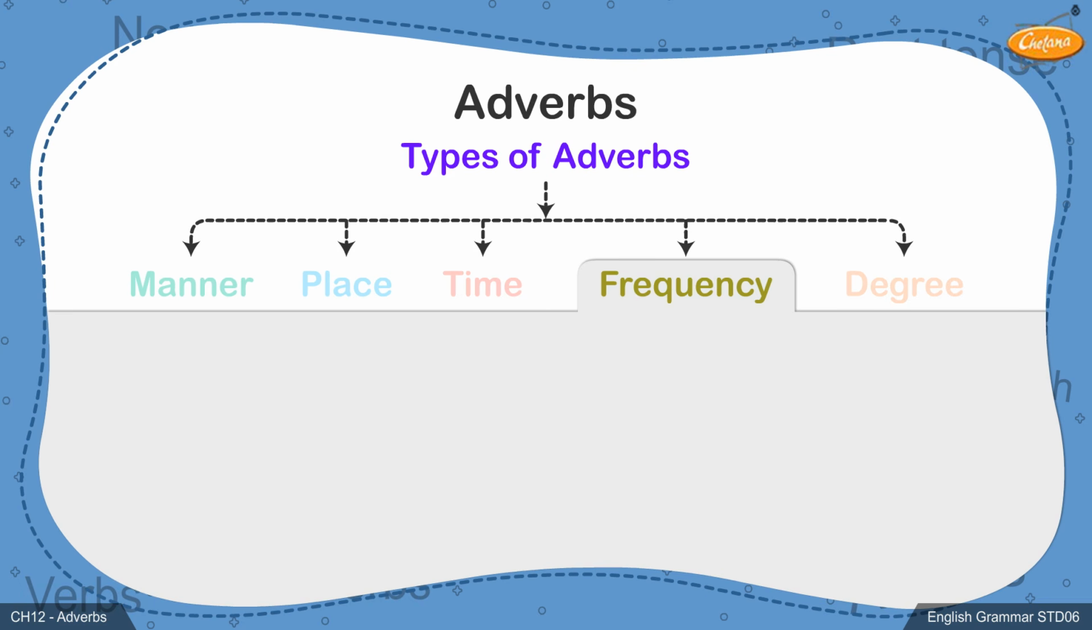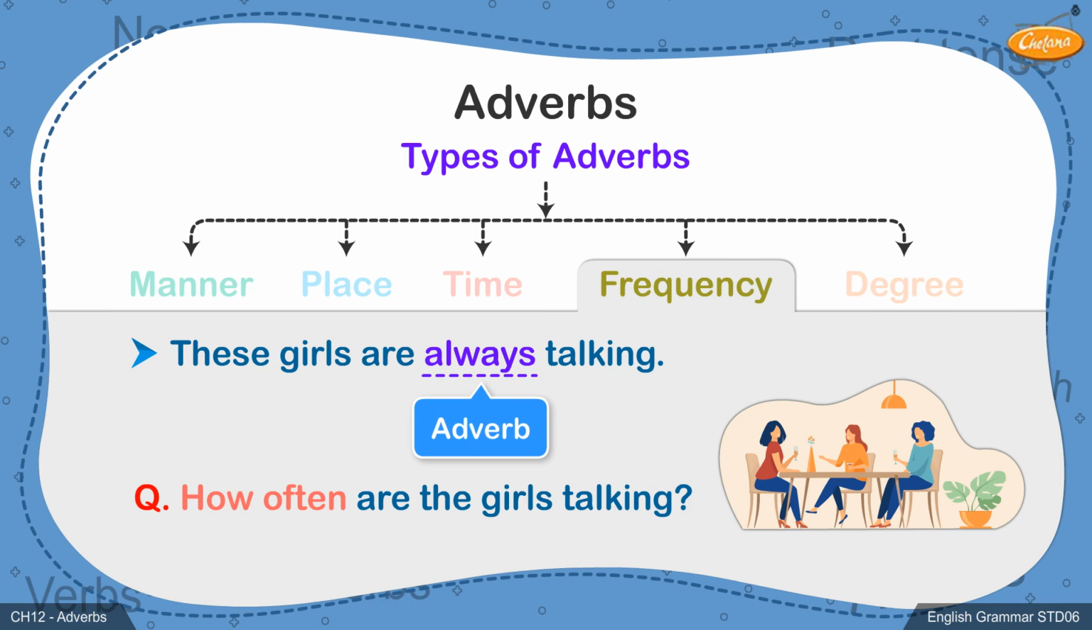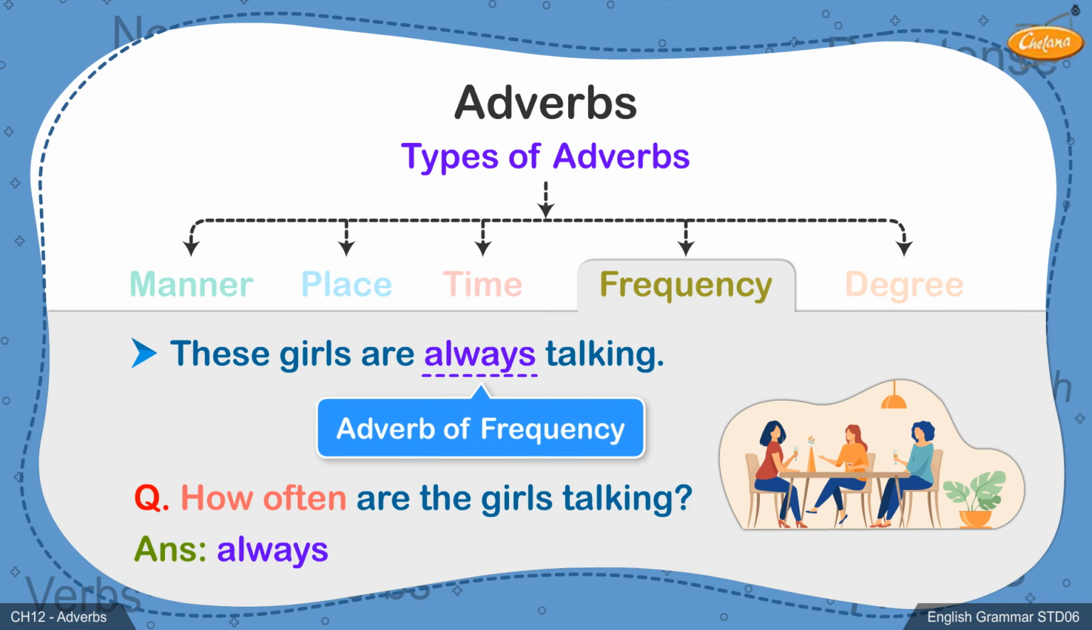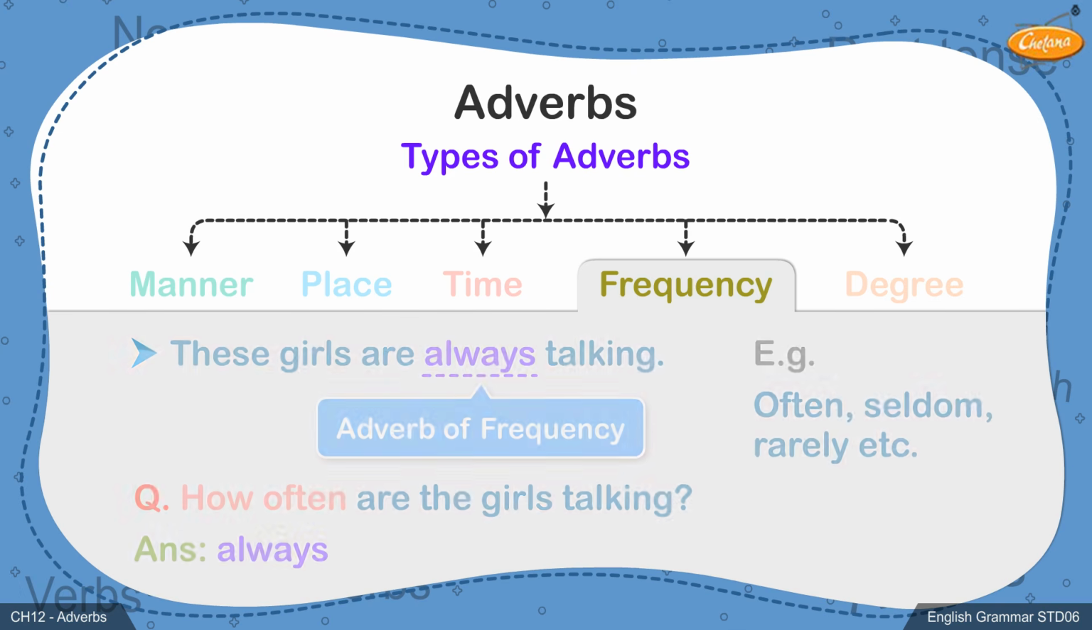Next, we will be talking about adverbs of frequency. These girls are always talking. In this example, the word always tells us how often the girls talk and modifies the verb are talking. If we pose a question, how often are the girls talking? The answer is always. Hence, this term becomes an adverb of frequency. Similarly, adverbs like often, seldom, and rarely are also adverbs of frequency.